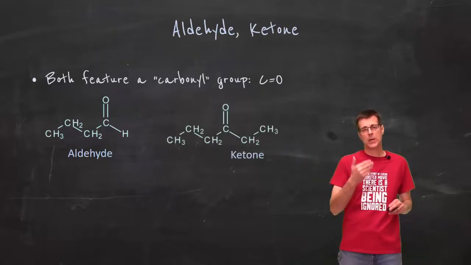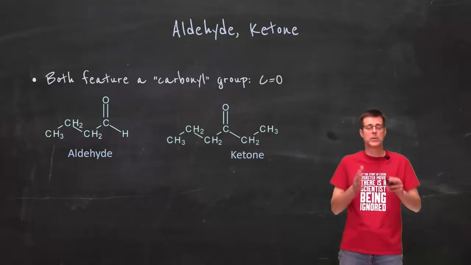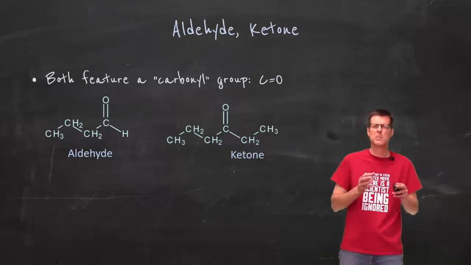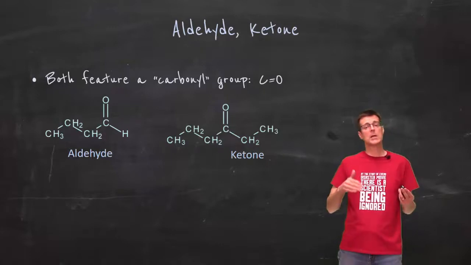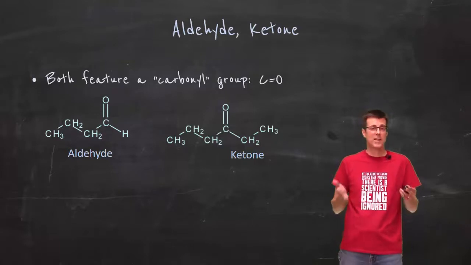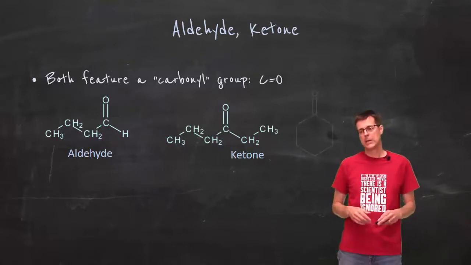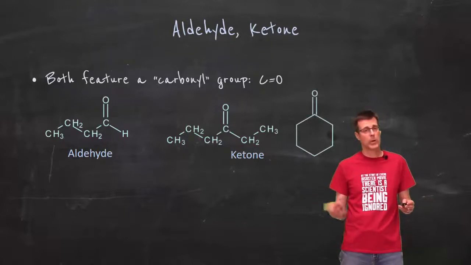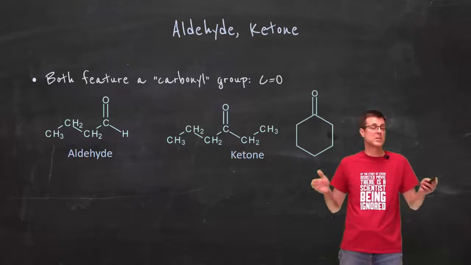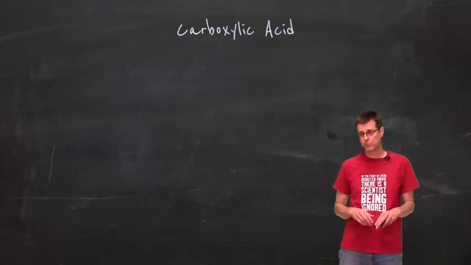If I have a ketone, then that carbonyl group, that carbon double bond oxygen, is a little bit more in the middle. So if I look at the carbon-oxygen double bond, there's a carbon on one side, there's a carbon on the other side. That's the difference between a ketone and an aldehyde. And of course with a ketone, I could also do it as a ring where it's somewhere on the ring, but still carbon on either side of the carbon-oxygen double bond.